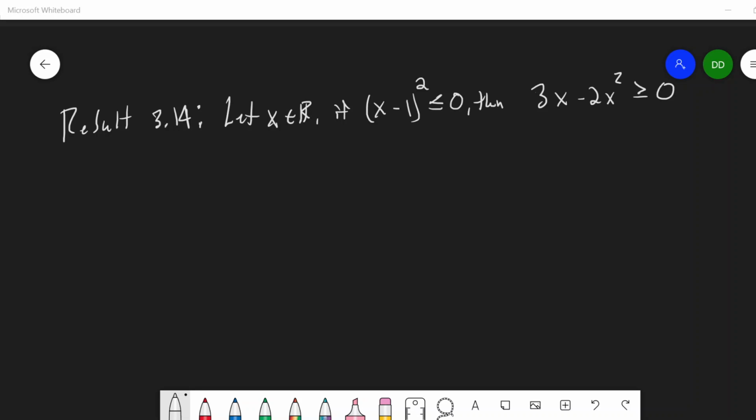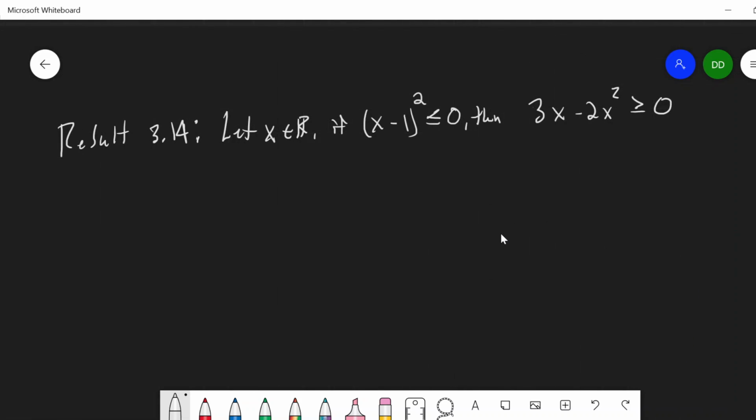In this video, we'll look at a proof of result 3.14. This will involve first looking at what we'll call an axiom here, a property of real numbers that will come up. So we'll see that, and you can use that for other proofs. And we'll prove this and talk through a strategy of how to prove this statement.